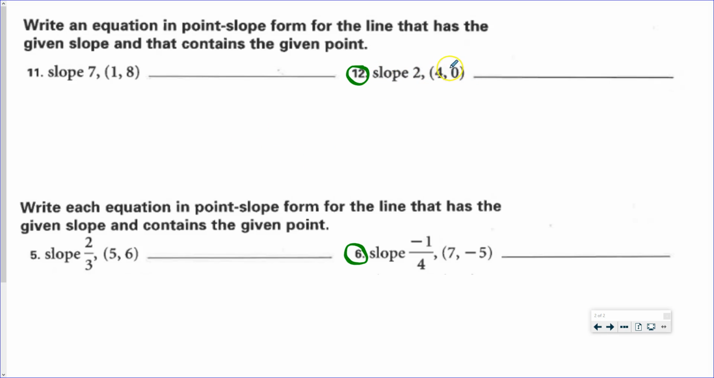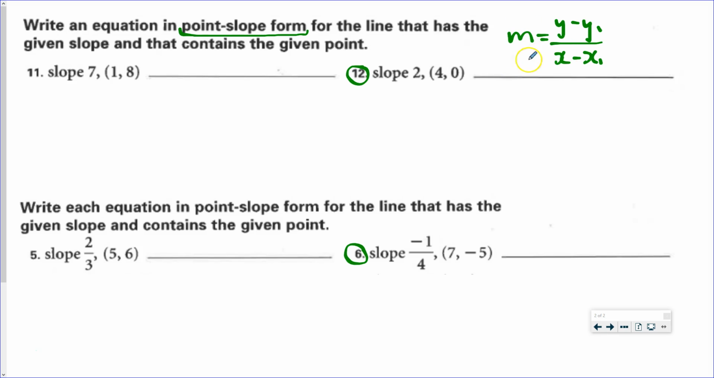slope is 2. The point is going to be 4, 0. So we are going to use our point slope form. I would normally write this down because I may forget. It's always nice to have something as reference. y minus y1 equals m times x minus x1. Okay, y goes on top, x at the bottom, I have the slope.